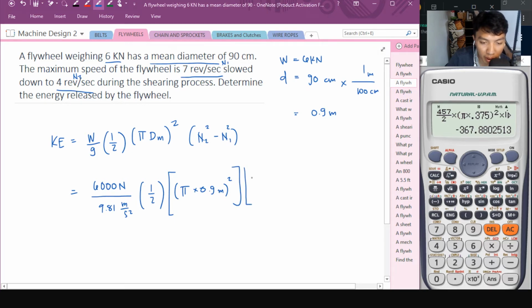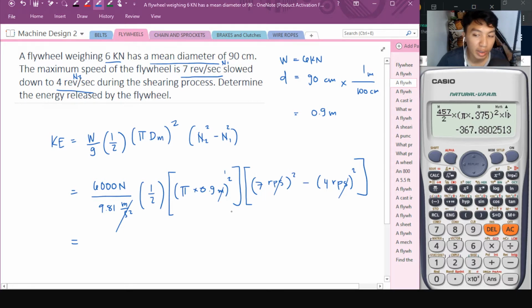You multiply it with N2, that is, revolutions per second sila parehas. So, 7 ko na lang. 7 RPS square the value minus 4 RPS square the value. So, that is equal to, dapat ang lalabas dyan, Newton meter. So, meter per second, cancel to. Cancel yung isang meter per second squared. Cancel yan. Ang matitira is Newton and then may isang meter dito. Okay, calculate.